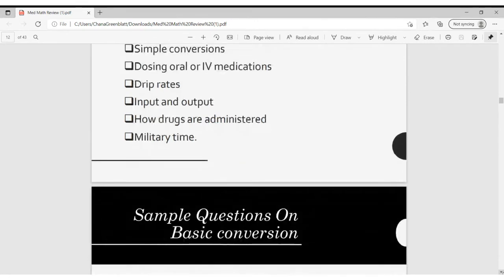You might be asked on your math exams to calculate input and output. So it might give you a question and it'll be like, patient had 130 ml. Patient had 120 ml of soup. Patient had 45 ml or ounces or whatever it is of applesauce. Patient had a total urinary output within a 24-hour period of 2000 ml. And it'll just kind of have you be able to balance what the patient is taking in, matching what they're outputting.